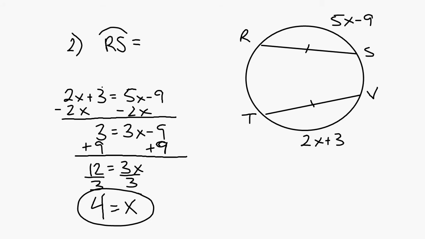Then you're looking for arc RS, so you're going to take your 5x minus 9, and where the x is, you're going to replace it with a 4. So you got 5 times 4 minus 9. And 5 times 4 is 20, minus 9 equals 11. So arc RS is equal to 11.